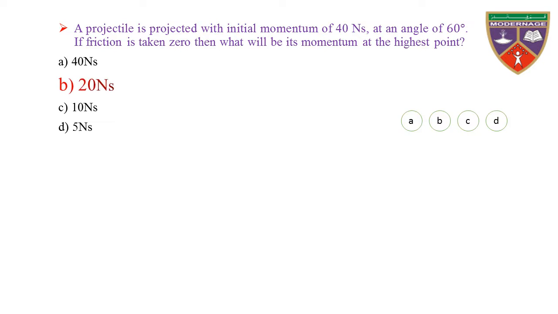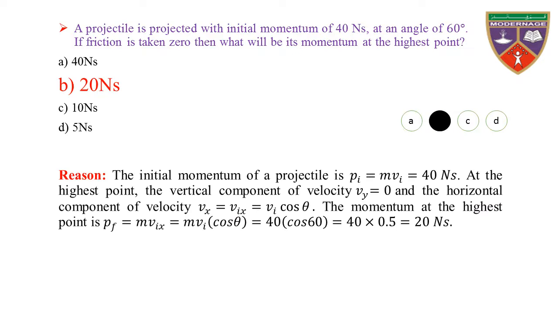The key is 20 Newton seconds. Therefore, option B is correct. Reason: the initial momentum of a projectile is Pi is equal to mvi, which is equal to 40 Newton seconds. At the highest point, the vertical component of velocity Vy is equal to 0, and the horizontal component of velocity Vx is equal to Vix, which is equal to Vi cos theta. It remains constant throughout the trajectory of the projectile.